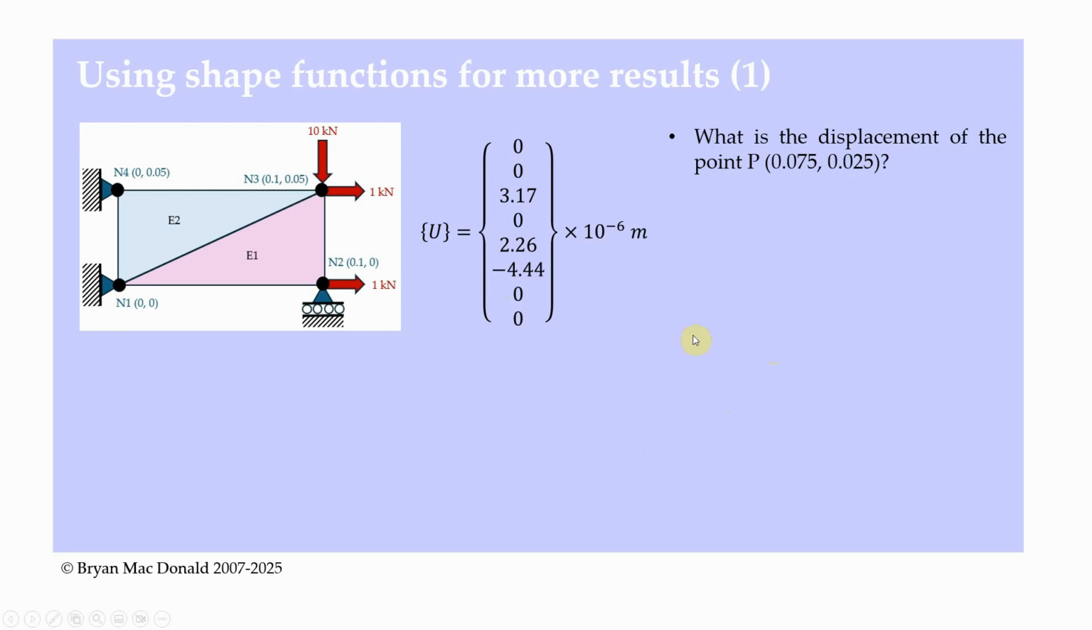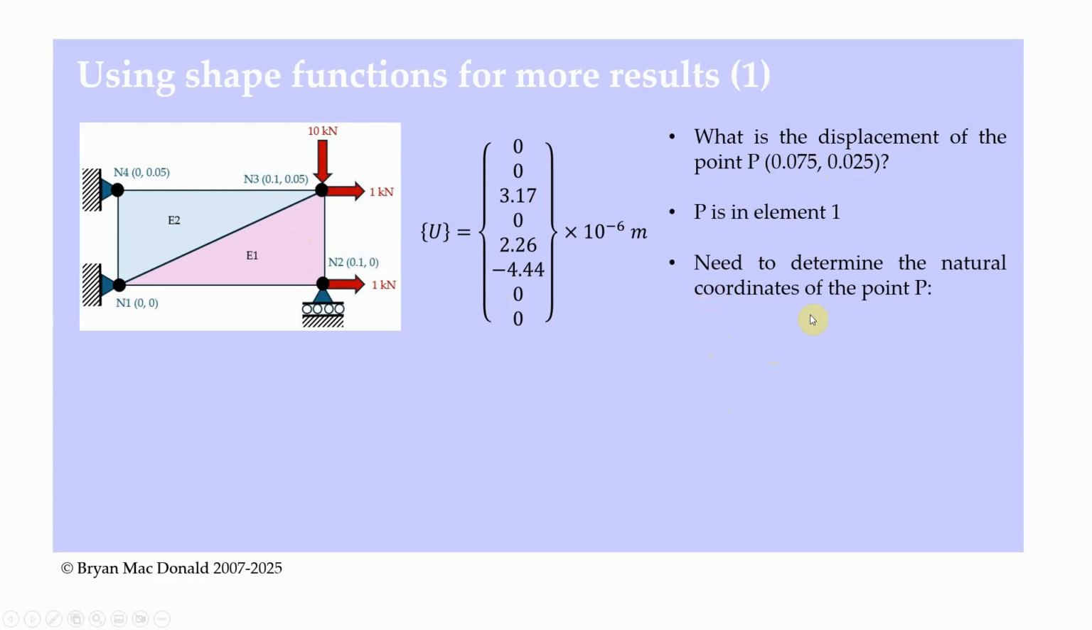We're going to say, well, what's the displacement of the point P? The point P is at the coordinates 0.075, 0.025, so it's in here somewhere inside this element. So it's not on a node, it's at a different point that's not represented by one of the nodes. This is just to illustrate why we use our shape functions to interpolate displacement within elements. So P is in element 1, it's in here.